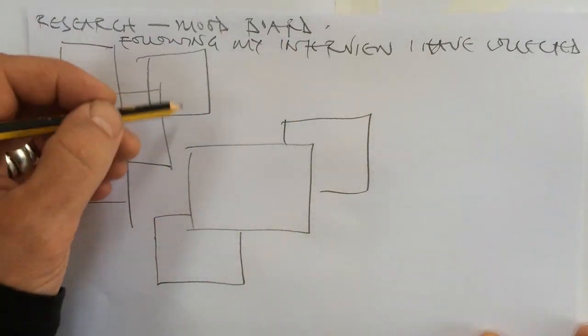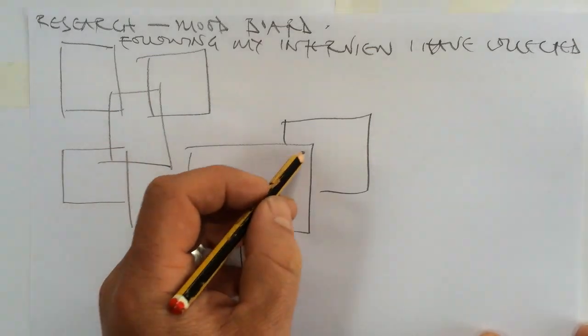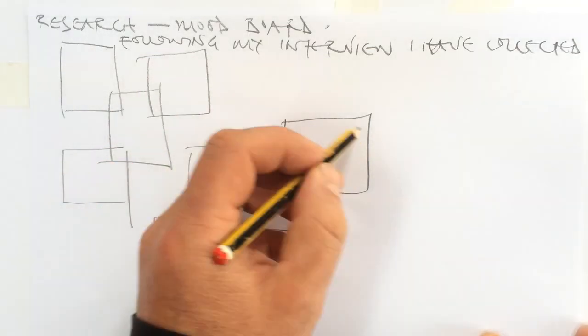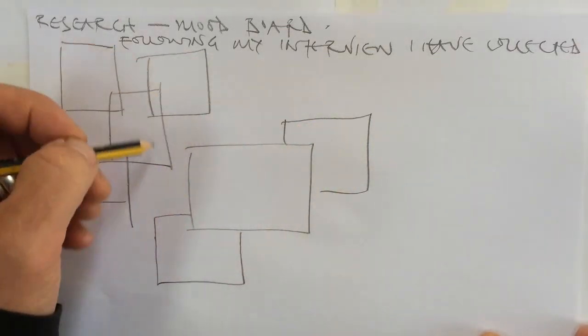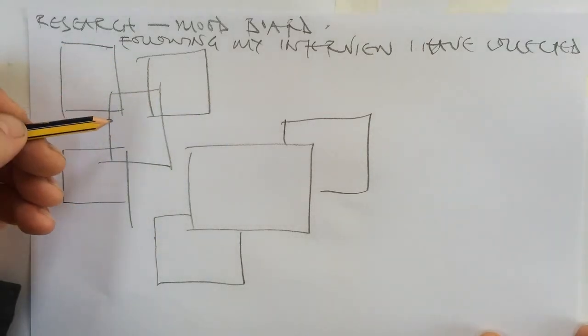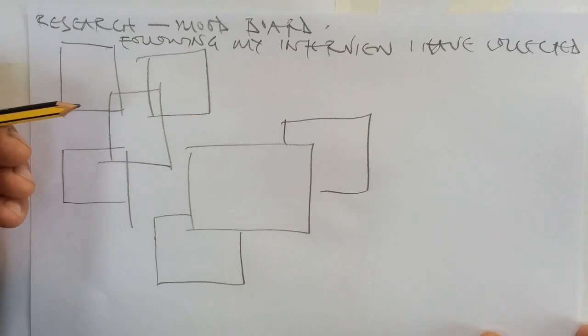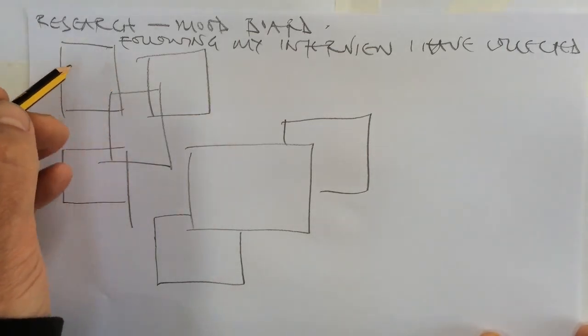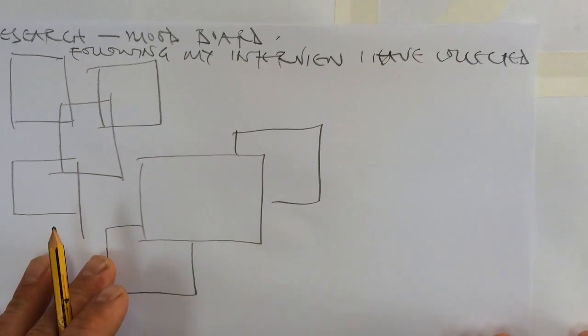Now I've just done some random squares on here, but obviously these will be photographs that you've pulled off the internet that link to the question that you just asked in the interview. You know, what sorts of things are you interested in? And you're going to try and find some images that match those things.